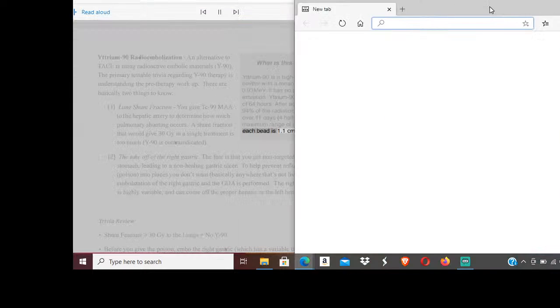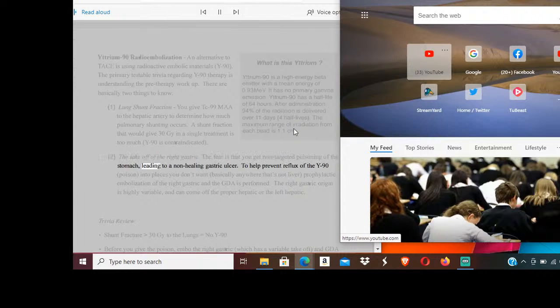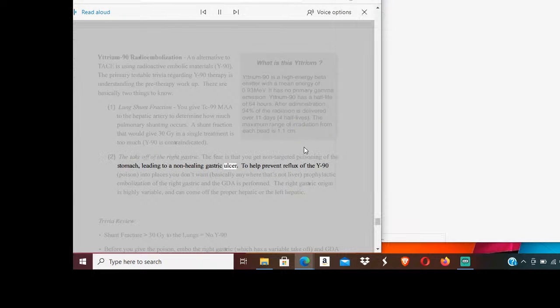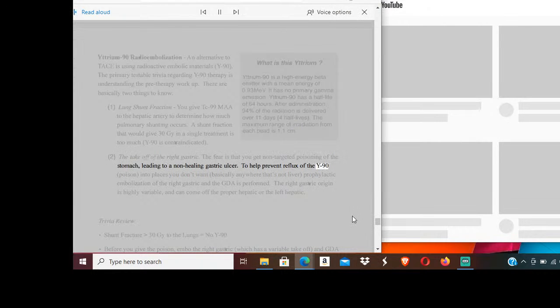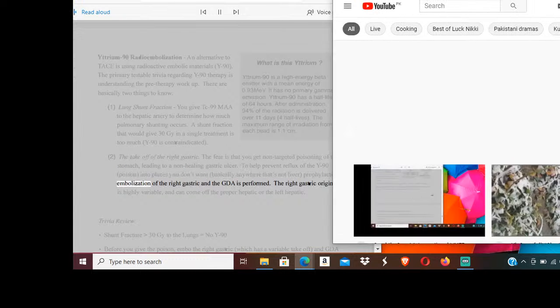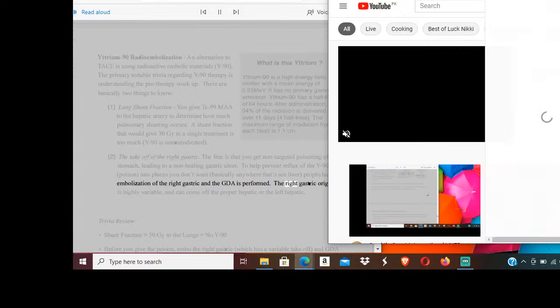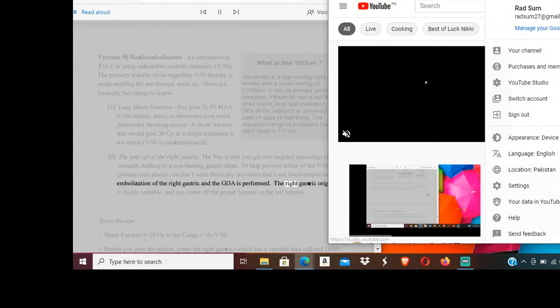2. The takeoff of the right gastric. The fear is that you get non-targeted poisoning of the stomach, leading to a non-healing gastric ulcer. To help prevent reflux of the Y90 poison into places you don't want, basically anywhere that's not liver, prophylactic embolization of the right gastric and the GDA is performed. The right gastric origin is highly variable and can come off the proper hepatic or the left hepatic.